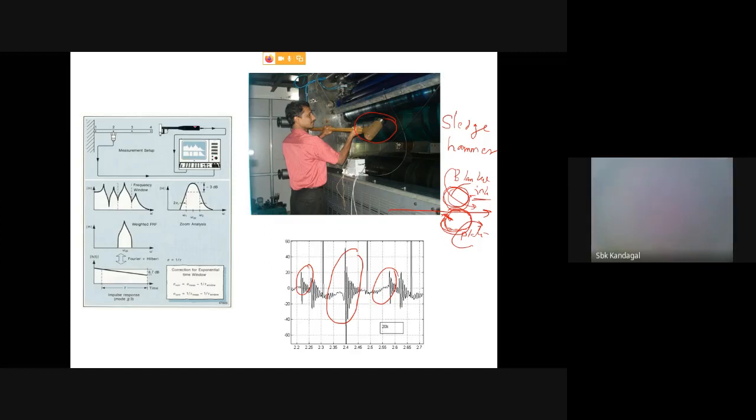So what is the application of the impulse hammer? As I told you, the impulse hammer can be used to find out the natural frequency, mode shapes, and damping by using this transfer function, the FRF. So in these FRFs, first mode, second mode, third mode, fourth mode, one can find out the natural frequencies of the system.